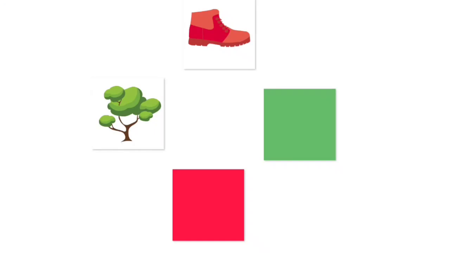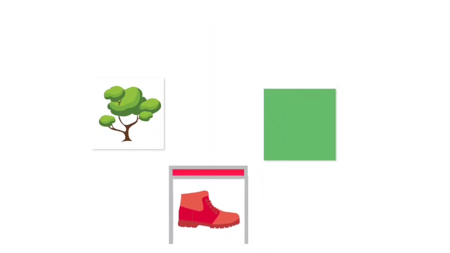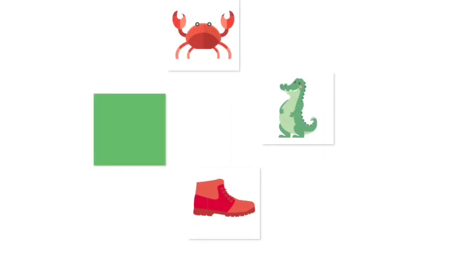Now dear students, what we have to do? We have to match red with red color and green thing with green color. Red shoe with red color. Green tree with green color. Red crab with red shoe. Green crocodile with green color.